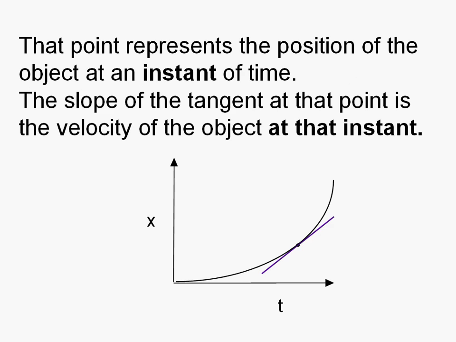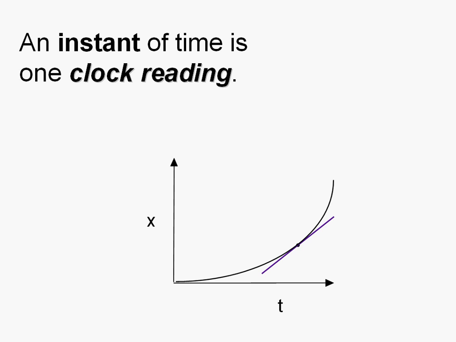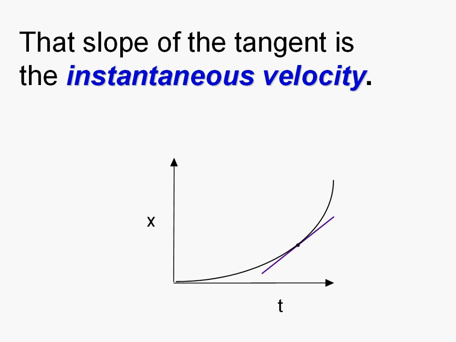That point represents the position of the object at an instant in time. The slope of the tangent at that point is the velocity of an object at that instant. An instant of time is referred to as 1 clock reading, and the slope of the tangent line at 1 clock reading is known as instantaneous velocity.